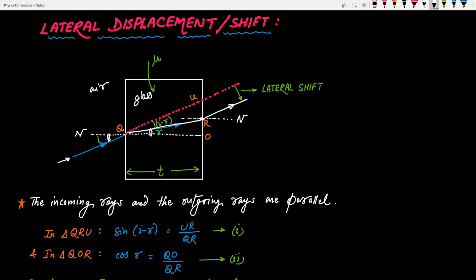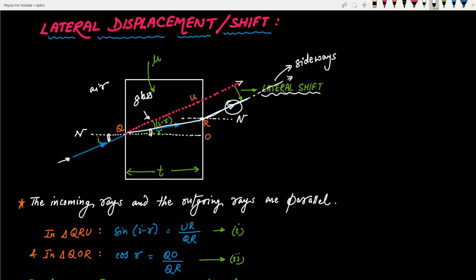Now if there was no glass slab, the blue ray that you can see would have gone and followed the pink dotted line, as you can see here. But now, due to the glass slab, the ray has come out from this part, and both the rays are parallel. Therefore we can say that this ray has shifted sideways. This is known as lateral shift, because lateral means sideways.